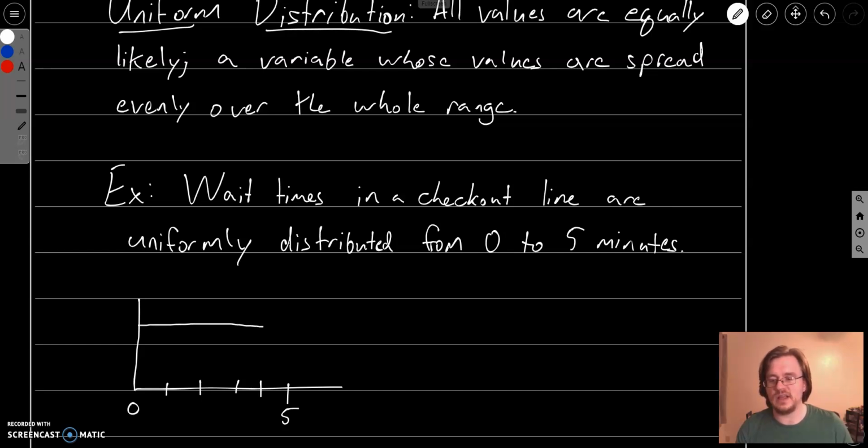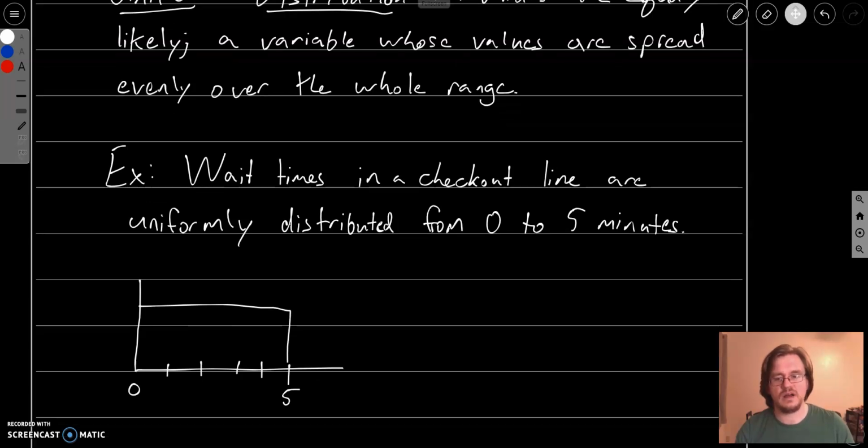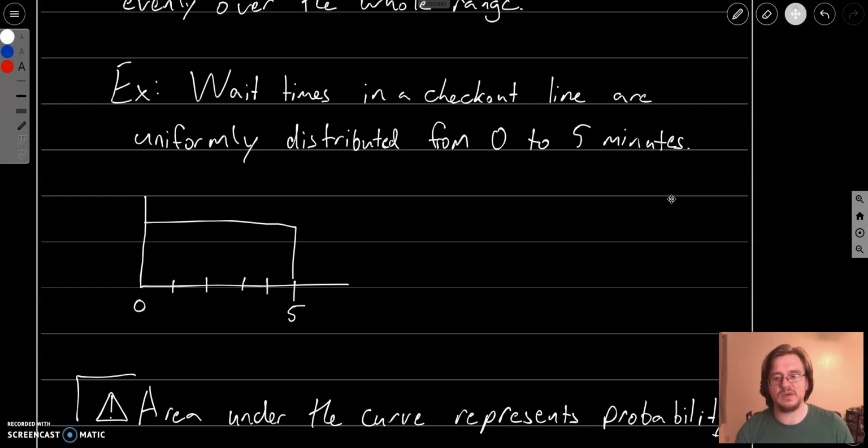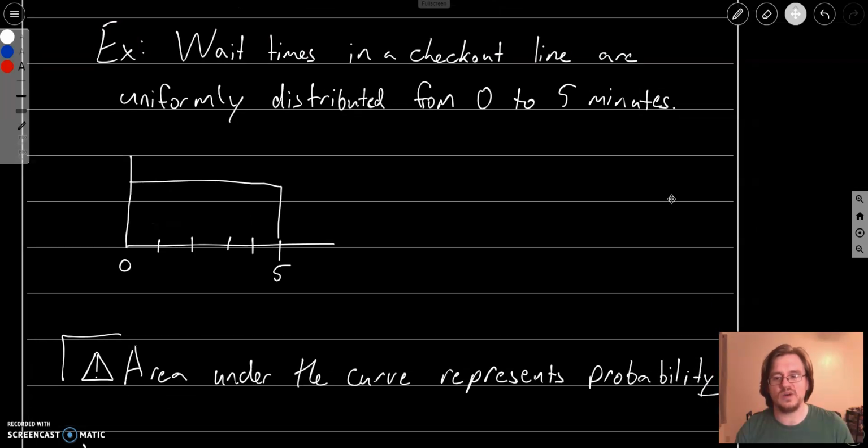So just imagine that the probability distribution is going to be a straight line. Everything is equally likely. Now, when I make a graph like this, I want to know what the height of this graph is. I can't draw this line coming across if I don't know what it means.